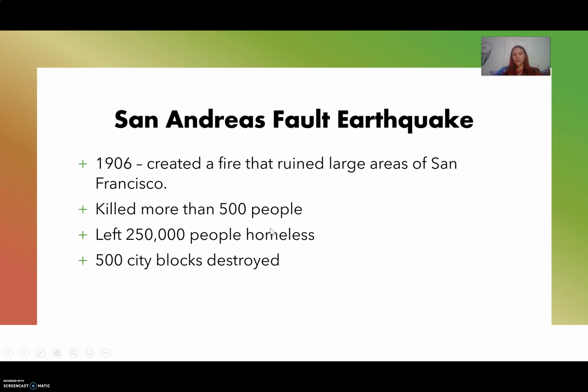An example of an earthquake that happened in San Andreas is the one that happened in 1906, and it created a fire that lasted 3 days, and it killed more than 500 people. It left 250,000 people homeless, and it destroyed 500 city blocks. If an event like this were to occur now, the destruction and the impact would be way more, because it is a way more highly populated area than it was back in 1906. So although this seems bad, it would be way worse if it were to happen now. So let's hope it doesn't.